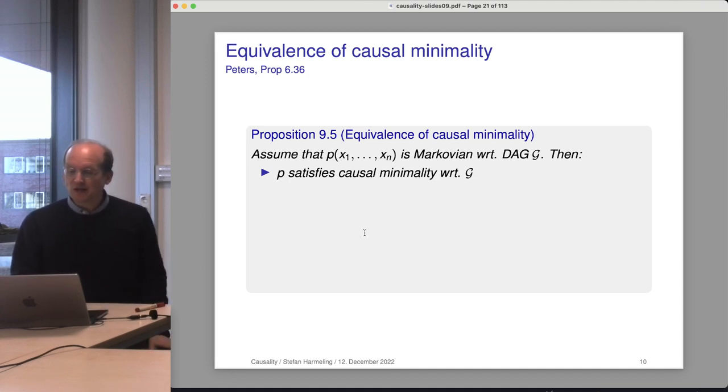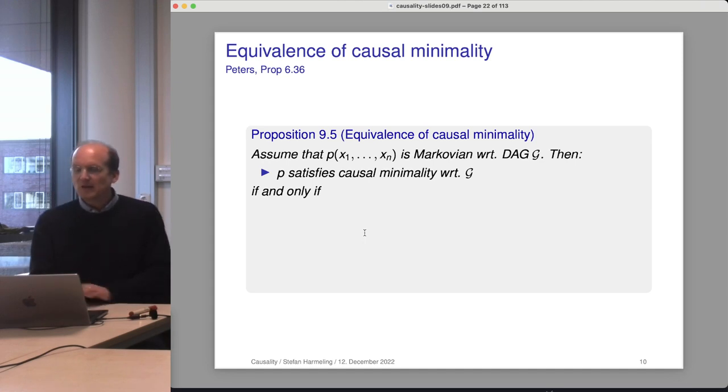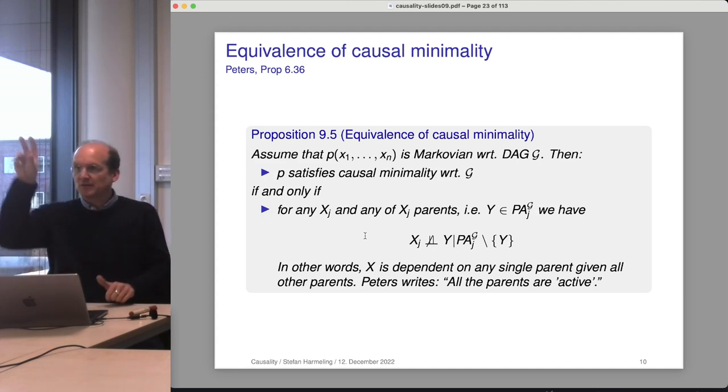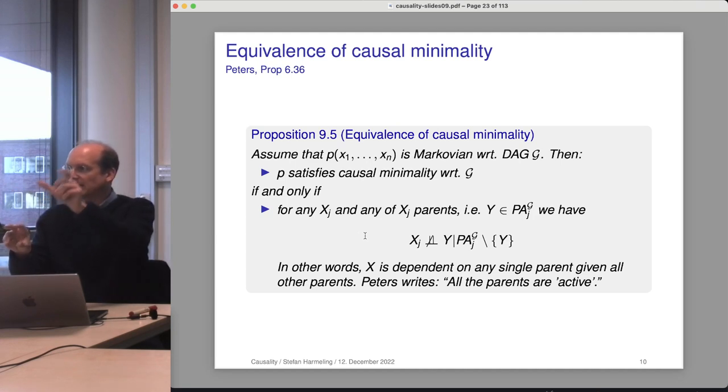There's also another equivalent formulation of causal minimality. Suppose we have a distribution that is Markovian with respect to a graph. If it satisfies causal minimality, then one can show that this is the case if and only if, now comes some complicated, weird thing, but let's first read what Jonas Peters wrote in his book: all the parents are active, which basically means you are dependent on each of your parents. Since this is a for-all statement over all nodes, for any node in the graph you have some dependency with your parents. So you cannot omit an edge from your parents to yourself. And by this, we can talk about all edges in the graph because you can just pick any node with an incoming edge, and then you can talk about the parents.